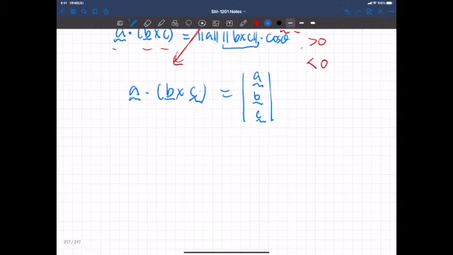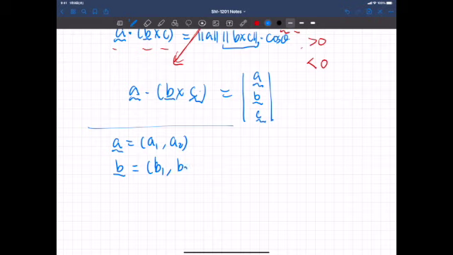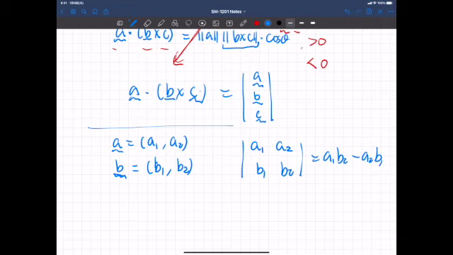Actually, if you consider two dimensions, so let's say in this case, suppose A is a two-dimensional vector, A1, A2, and B is another two-dimensional vector, and consider this matrix determinant A1, A2, B1, B2. That is A1 B2 minus A2 B1.